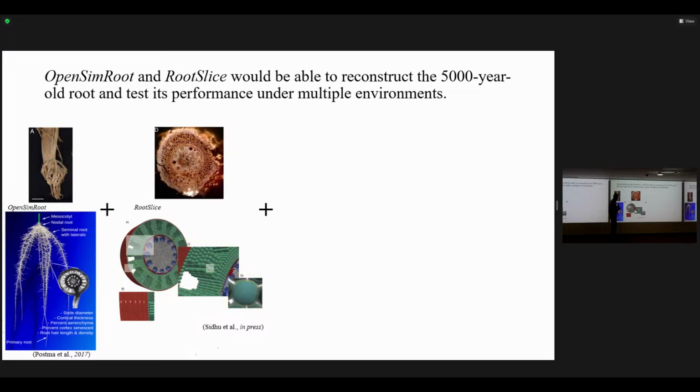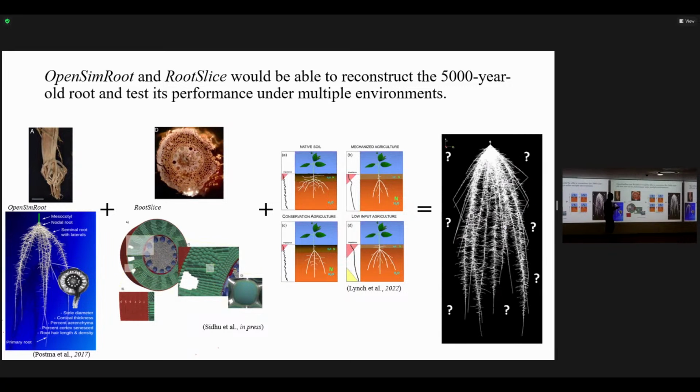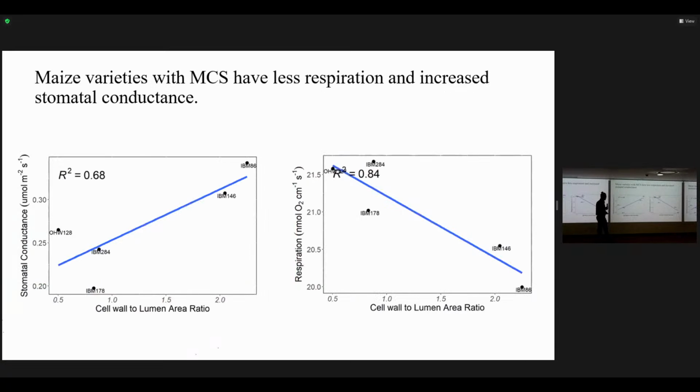And since the model also has a soil model and an atmosphere model, we can simulate agricultural environments, like modern, future, and past agricultural environments. And then we can test if this ancient root was actually doing something, or if MCS was relevant for the establishment of agriculture in Mesoamerica. So here is just some preliminary data related to that.